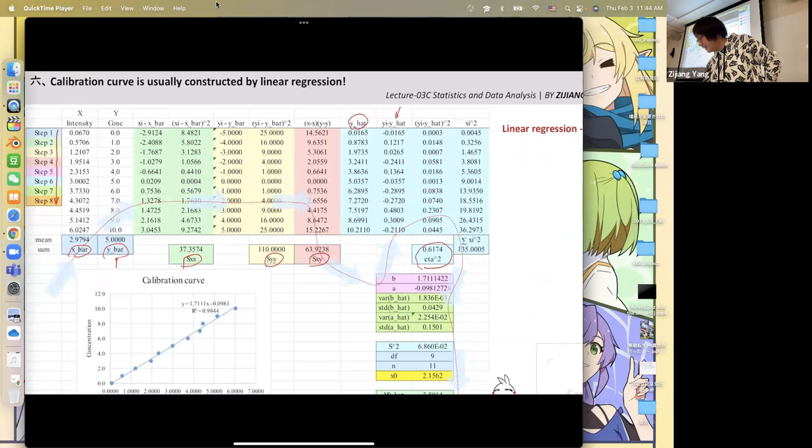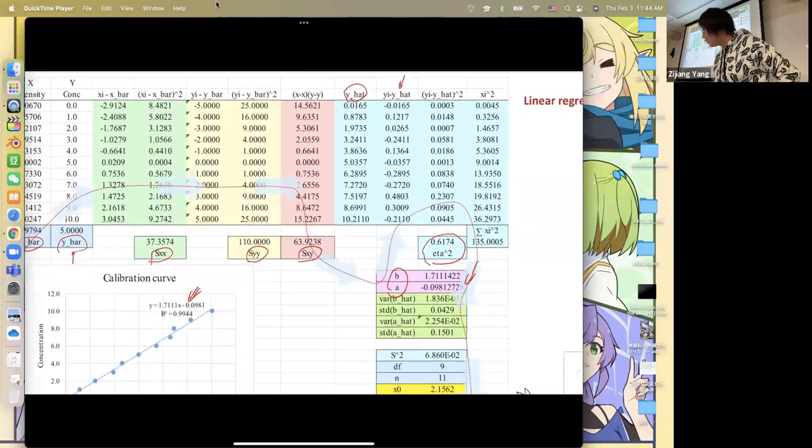By having the eta square, we can estimate our A and B. In this case, I use Excel to do the calculation. This is the result of my A and B. And this is the result from Excel, the auto-generated A and B. We can see that they are equal, which means this calculation is correct.